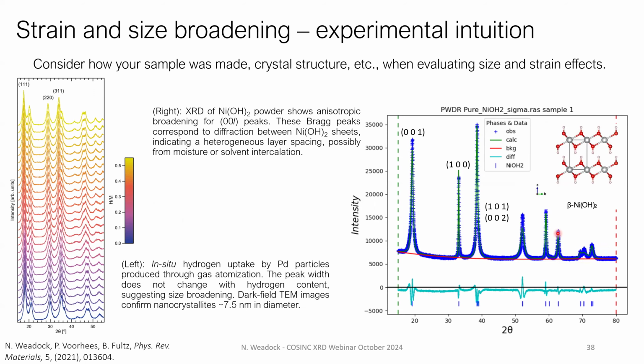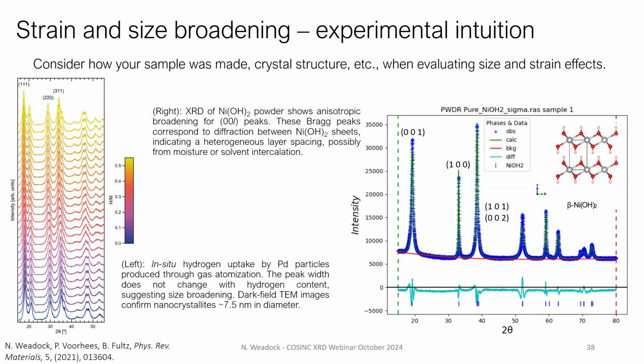When you go to determine whether you have size or strain broadening, experimental intuition can be really helpful in narrowing down the source of it. So if you consider how your sample was made and what the crystal structure is, that's really key to getting that first step in your analysis.